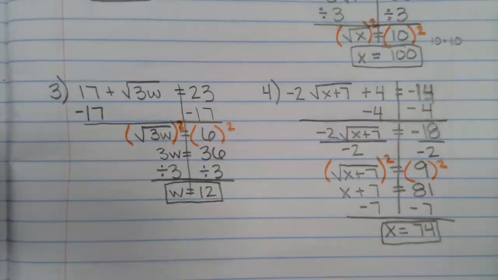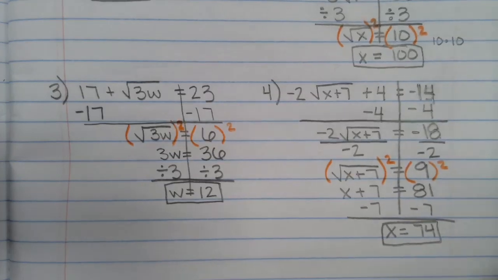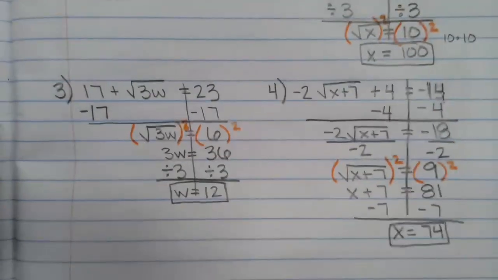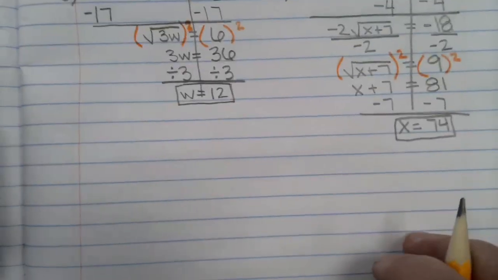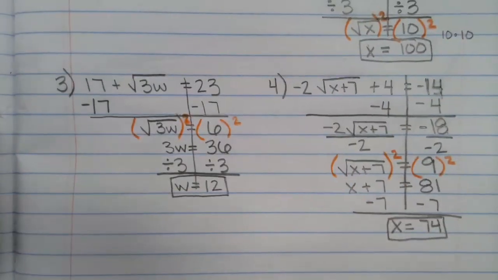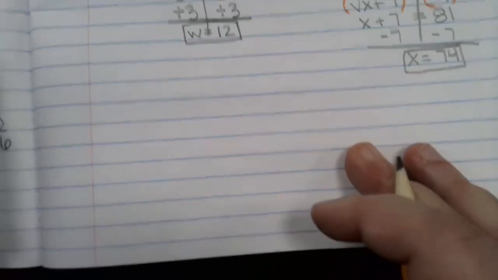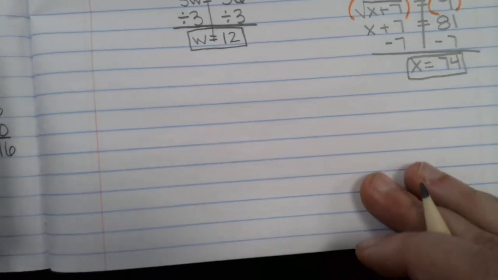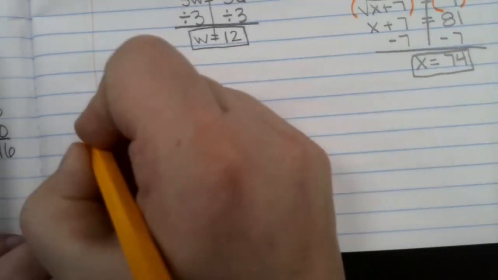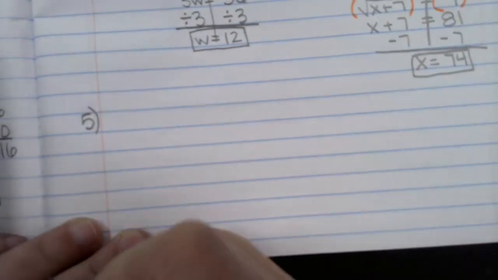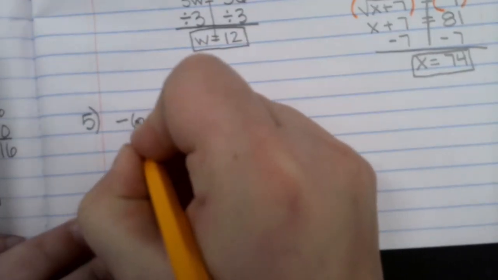All right, last one, number 5. Now, you're probably like at this point, you're like, okay, we get it, Miss Merle. You just made us do this really, really hard problem. Maybe not that hard, but a long problem. Why are we doing one more problem? Because there's a little trick to this one. All right, number 5, last one for today. We have negative 6 square root of y equals 42.